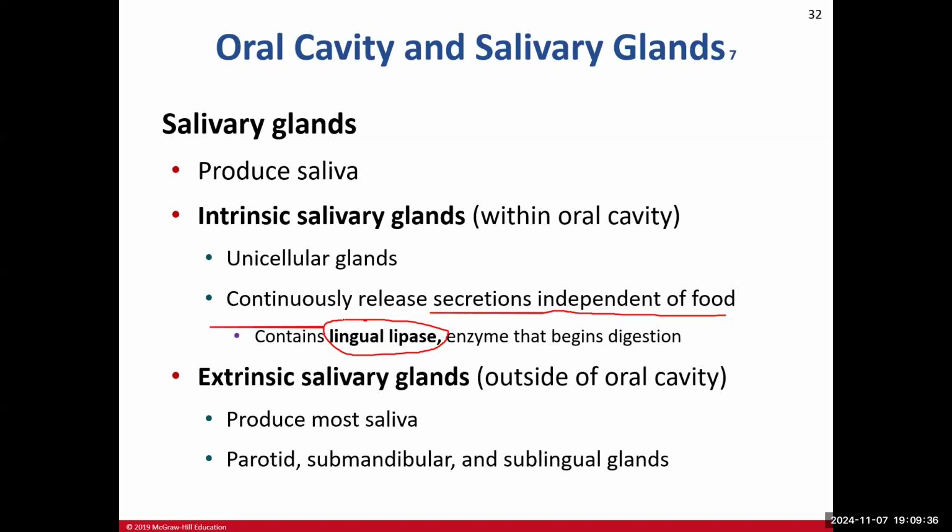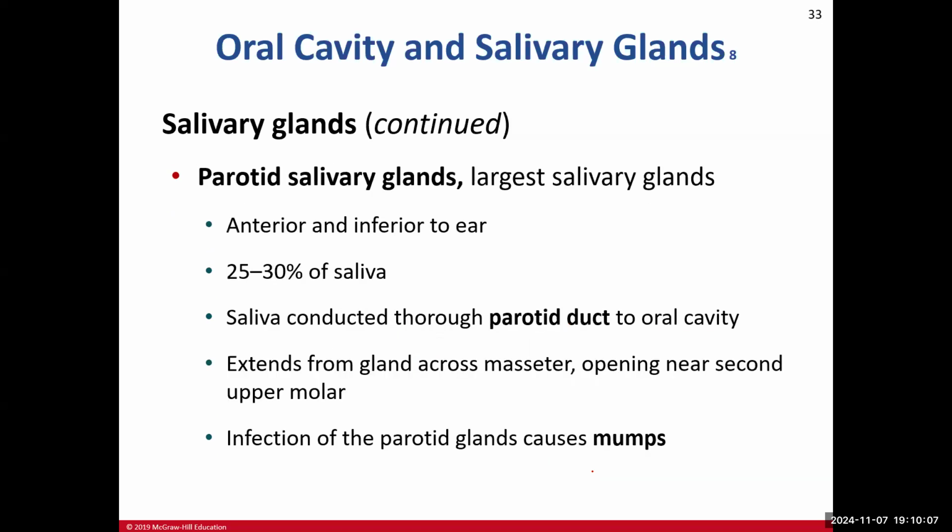All right, so our extrinsic salivary glands, this is the one that you're familiar with, the named salivary glands: the parotid, the submandibular, and the sublingual. These are the ones that are going to create most of the saliva, especially when you start to think about food, smell food, even hear food. Believe it or not, when you hear someone cooking sometimes, your mouth can start to water, and that's the beginning of the digestive process. So let's start off with the first one, the parotid salivary gland.